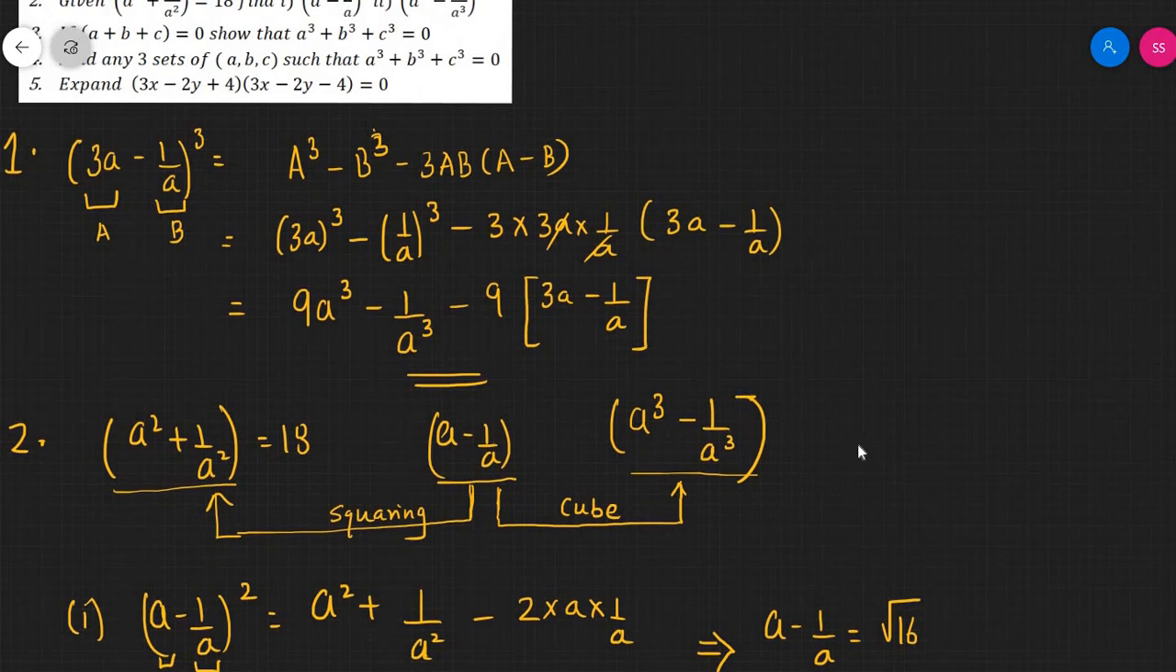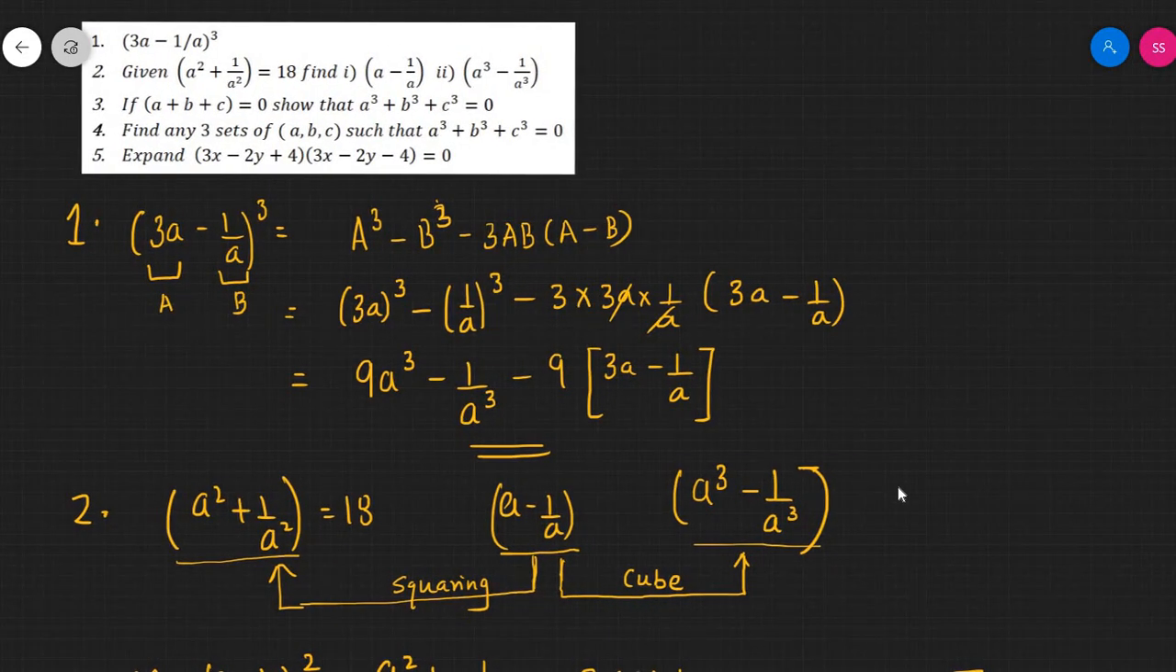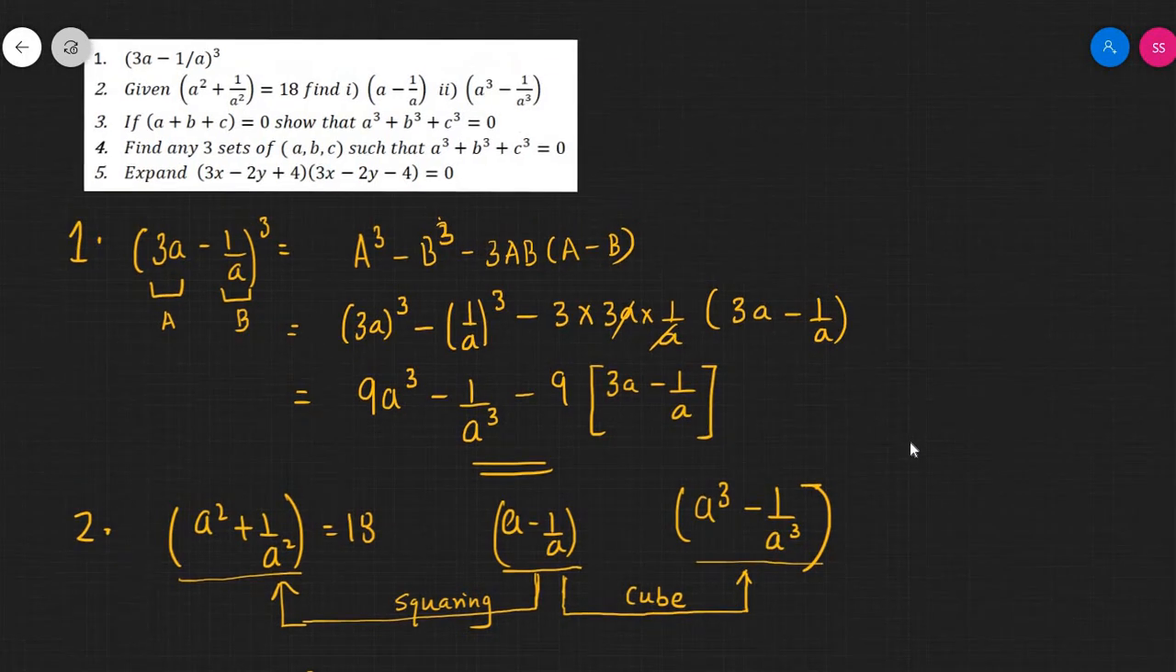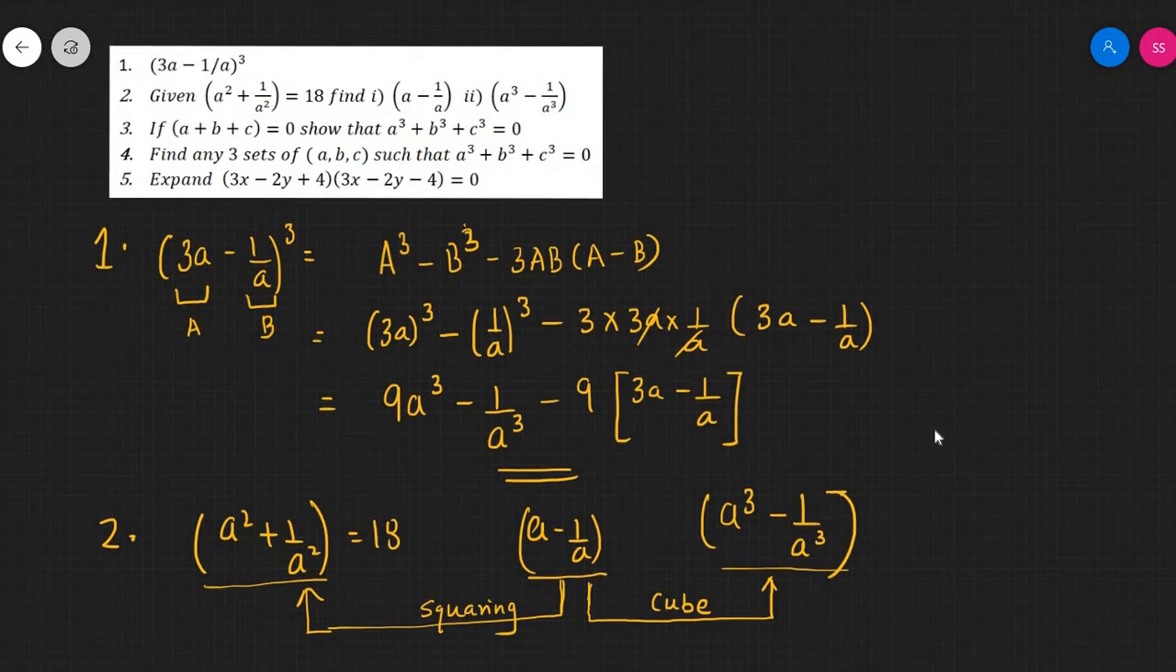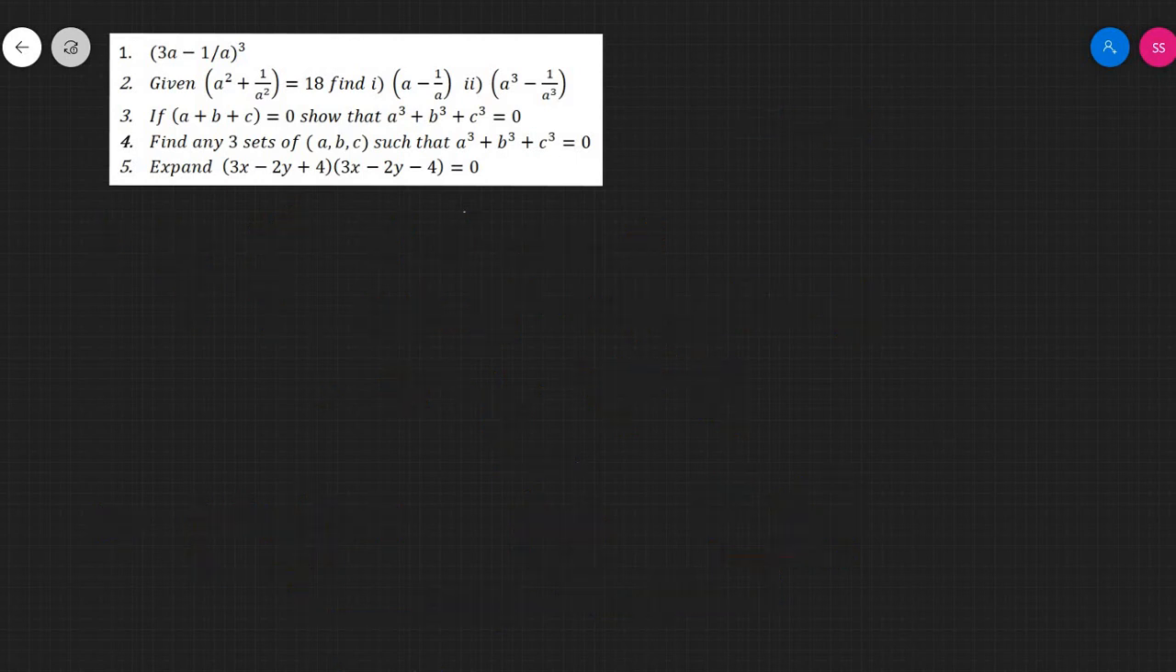So the next one in the line is, this is a classic one, the third one. If a plus b plus c is 0, show that a cube plus b cube plus c cube is 0. So I urge you to pause this video and try, with the hint that your starting point would be a plus b is minus c, and then you can cube both sides and see what really happens. So pause the video and give it a try.